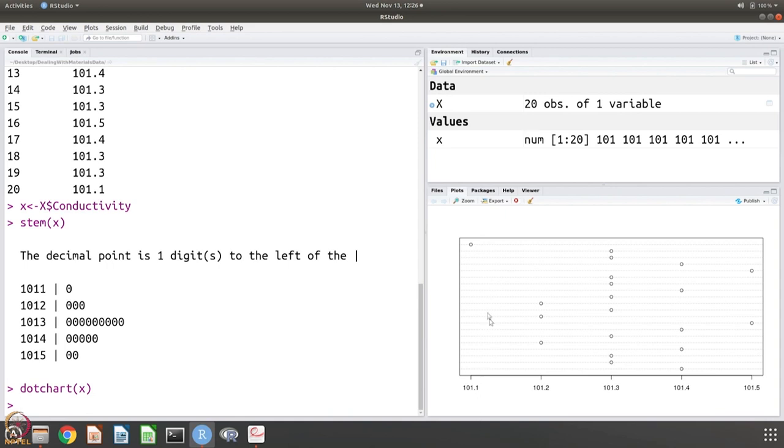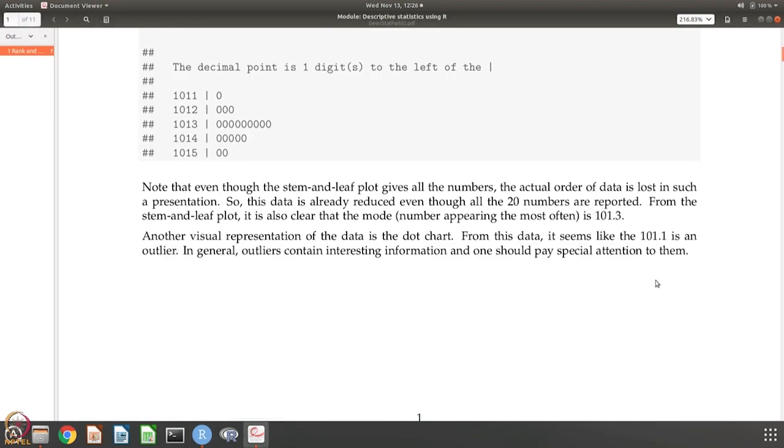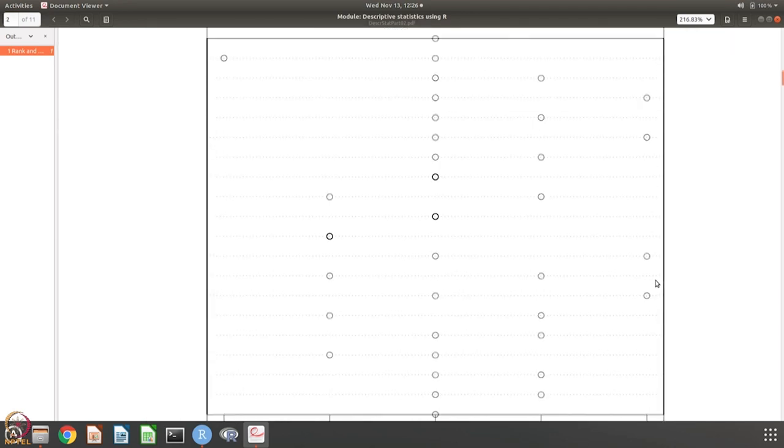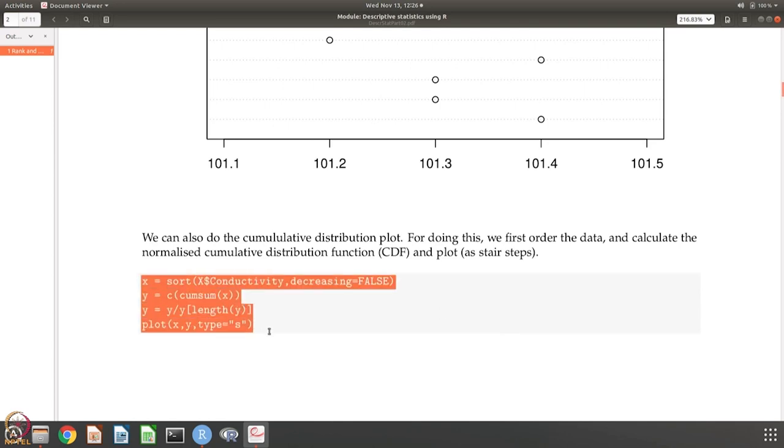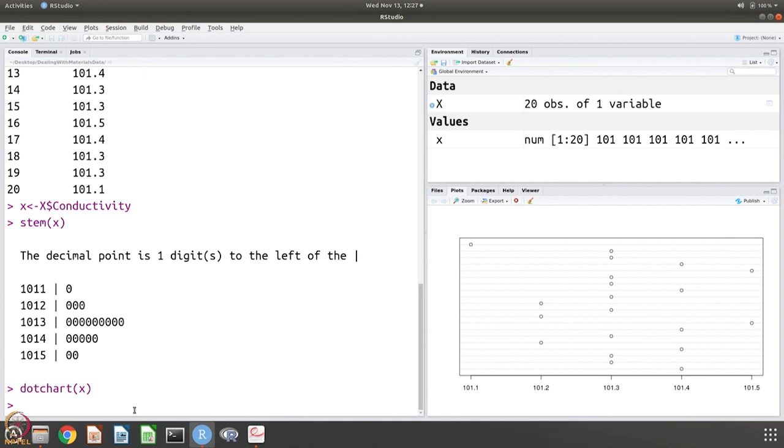And dot charts are useful to identify such outliers, and so we will see why this is an outlier later. But at least by looking at the dot chart, again dot chart also gives all the information. It only loses the information about the sequence of the measurements, but in addition it also sort of shows you where the outliers are, and in this case this happens to be the outlier, okay. The next step is that, okay, so we have done the dot chart. Let us do the cumulative plot, and this is how the cumulative plot is done, okay. So let us put it here.